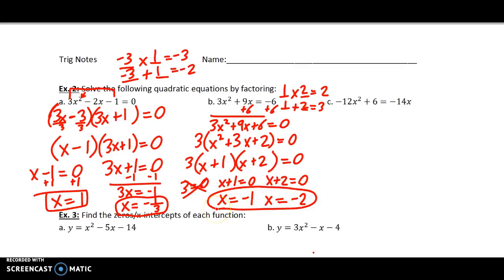Okay? Just be careful. If there's a constant out front, you don't have to worry about setting it equal to 0. But if there's an x out front, you do. So please, please, please be careful.